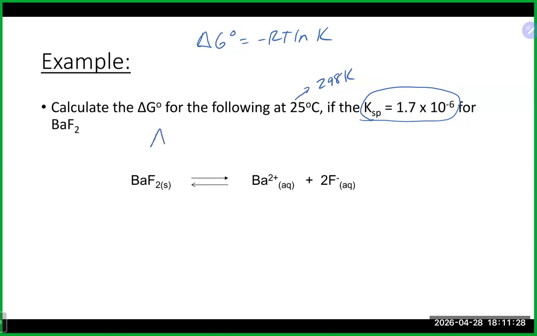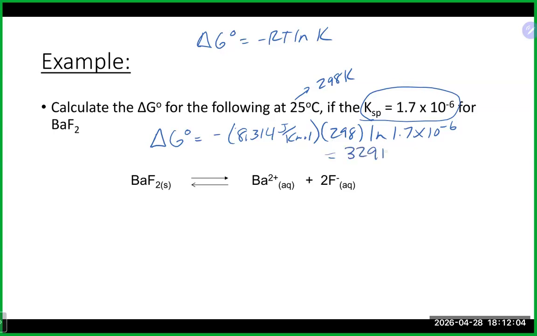And we basically have now everything on the right-hand side here: minus 8.314, which is our R value, our temperature 298 here, and our natural log of our KSP. Remember, it doesn't matter what type of equilibrium constant value it is, they're all K values. So if we do that there, 8.314 times 298 times a natural log of 1.7 to the minus 6, and the negative in front will give us 32914 joules, or about 32.9 kilojoules in this case.